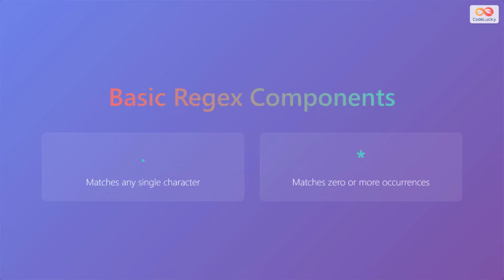Let's explore some of the most basic, yet powerful components of regular expressions. First, we have the dot. The dot is a wildcard that matches any single character. It can stand in for any letter, number, symbol, or even white space. Then we have the asterisk. The asterisk is a quantifier that matches 0 or more occurrences of the character or group that precedes it. It allows you to find patterns that may or may not be present in the text.